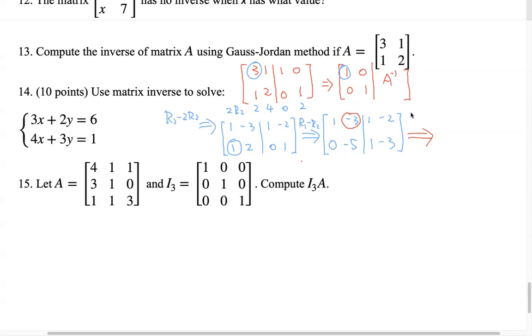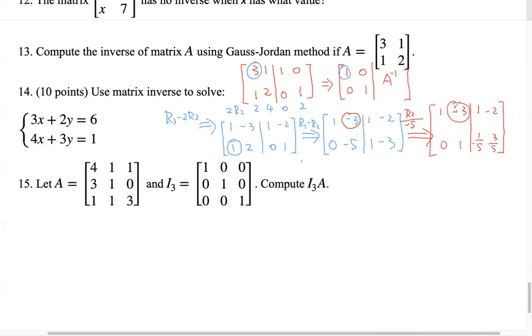Okay, so we just do R2 divided by negative 5. The first row, we rewrite it: 1, negative 2. And we divide by negative 5: 0 gives 0, 1 gives 1, so this is negative 1 over 5. This is a positive 3 over 5, because we're dividing by negative 5.